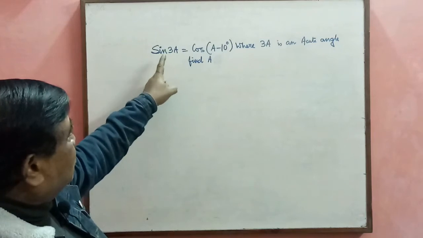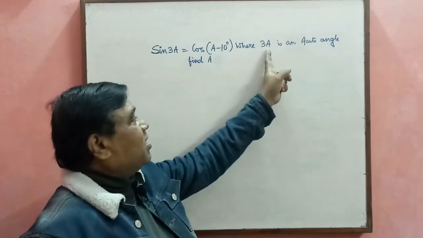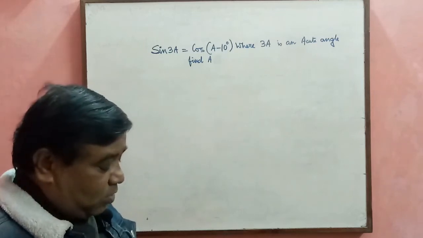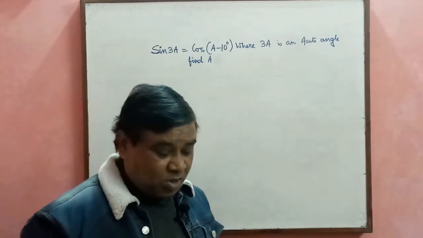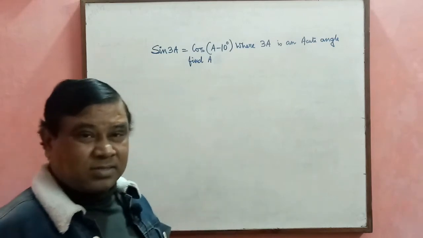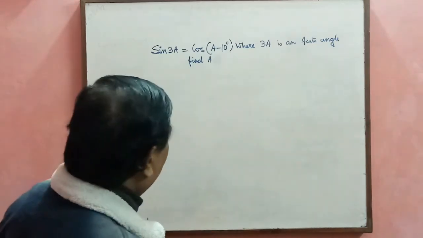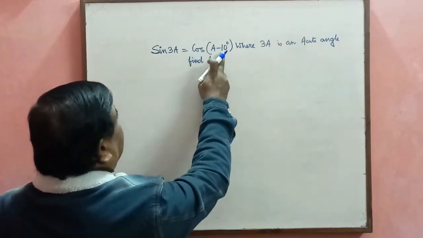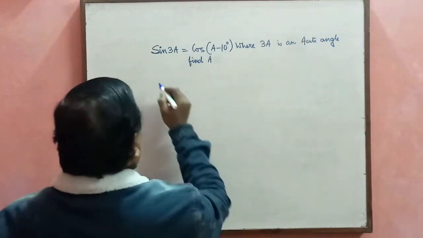Now we have sine 3a is equal to cos of a minus 10 degree, where 3a is an acute angle. Obviously, in our syllabus, we don't go beyond 90 degree because it is based on a right angle triangle. We have only one angle of 90 degree and the other two angles are acute angles, that means less than 90 degree. That's what will always be mentioned. Nothing to worry about. You just go with this identity. Here, neither 30 degree, 0 degree, 45, 60, 90 is there. So we will use that identity.